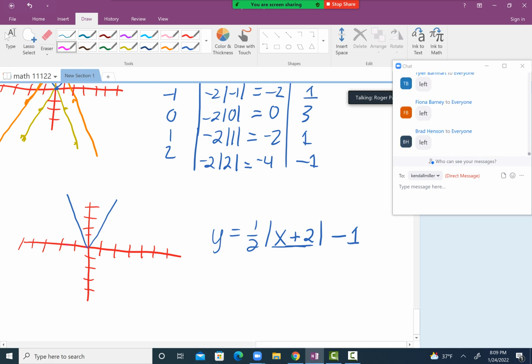So I'm going to take this point and I'm just going to go like this. Now I'm going to draw this like this. So now I have that. But that's not my final answer. Now, we got the 2 taken care of. What are we going to do after we added the 2? Are we going to multiply by half or subtract 1?